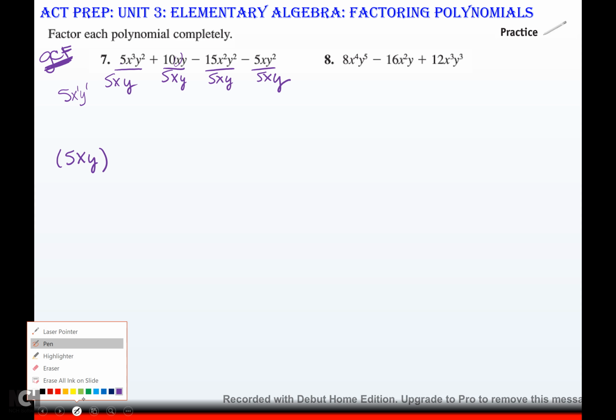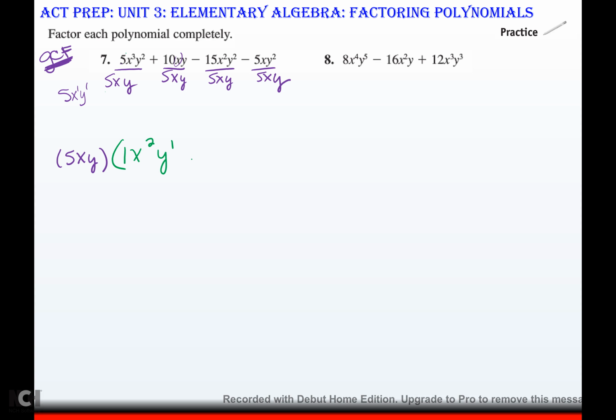And what's left is going to be 5 divided by 5 is 1. X cubed divided by x to the first is x to the second. Y to the 2 minus 1 is y to the first. 10 divided by 5 is 2. X to the 1 minus 1 is 0. Y to the 1 minus 1 is 0. Minus 15 divided by 5 is 3. X to the 2 minus 1 is 1. Y to the 2 minus 1 is 1. Minus 5 divided by 5 is 1. X to the 1 minus 1 is 0. Y to the 2 minus 1 is y to the first.